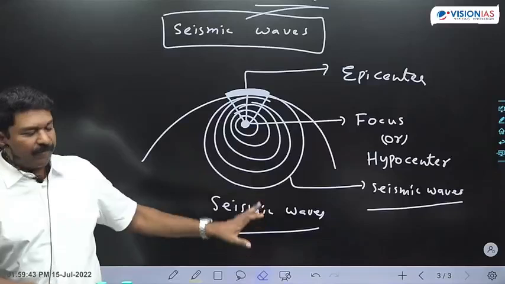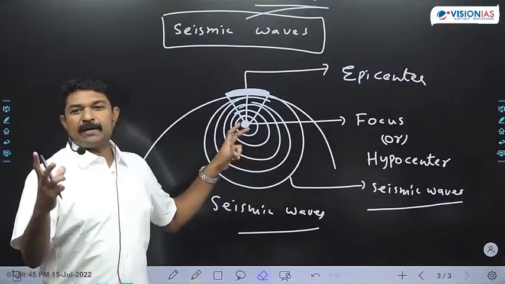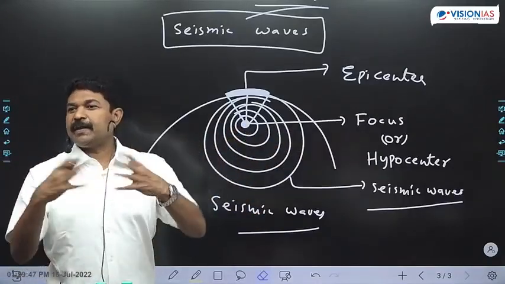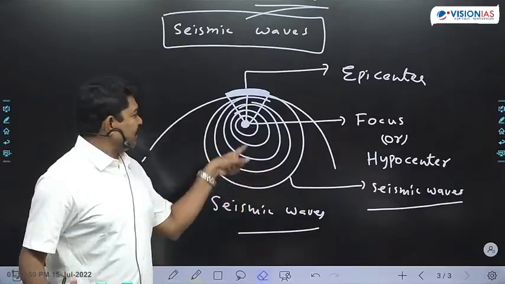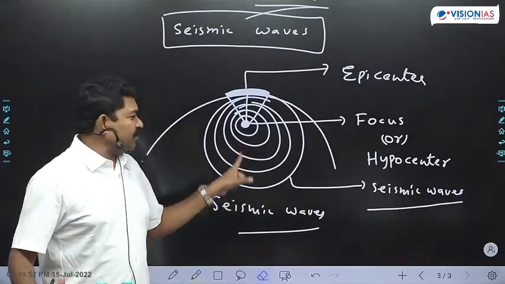Okay, this is the entire phenomenon. Some of the rocks are stressed and they get strained and they break, they release the strain energy. The energy dissipates out in the form of waves. The waves are called seismic waves.